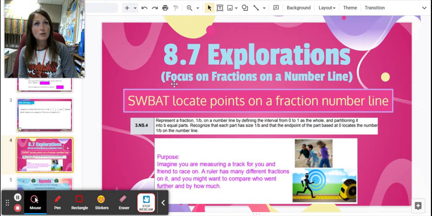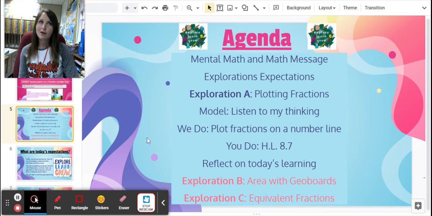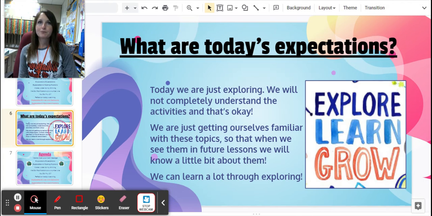And that's what we're going to be focusing on today, fractions on a number line. I think this is going to be the easiest one for us to do at home with some of the materials that we have. But really, for explorations, we should be trying several different things. So I'm going to show you what those are. But again, we're focusing on exploration A. Exploration B and C are going to be optional.